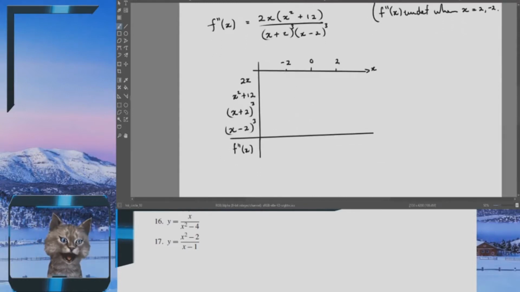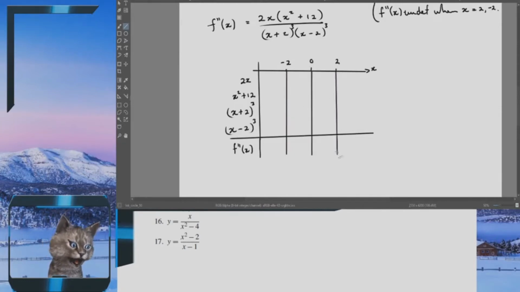So I have now 4 intervals, 4 pieces to consider. 2x is 0 when x is 0. It is in the numerator, makes the whole thing 0. It's going to go negative to positive. X squared plus 12 is never 0. It's always positive.